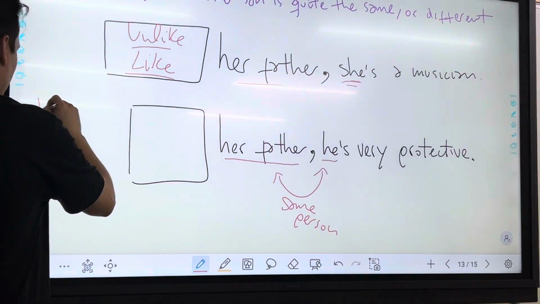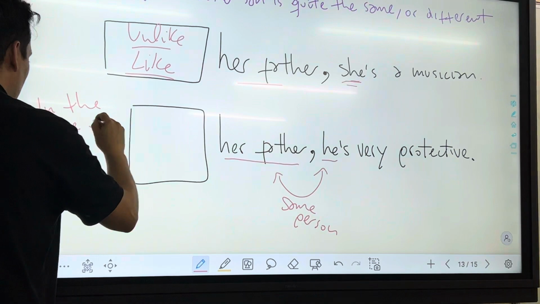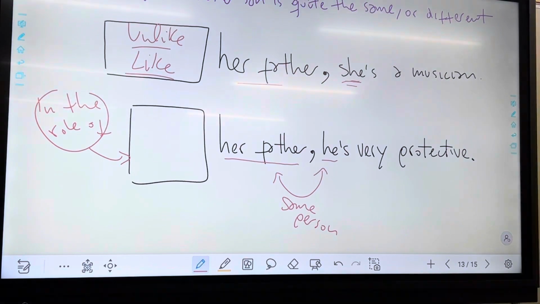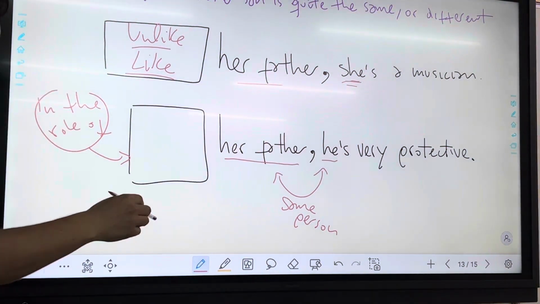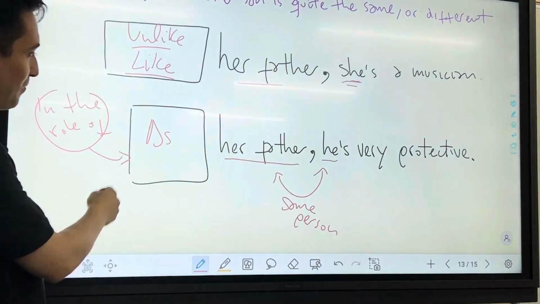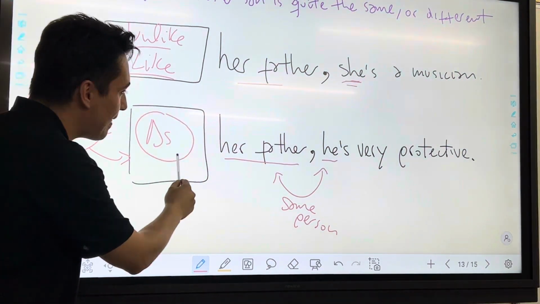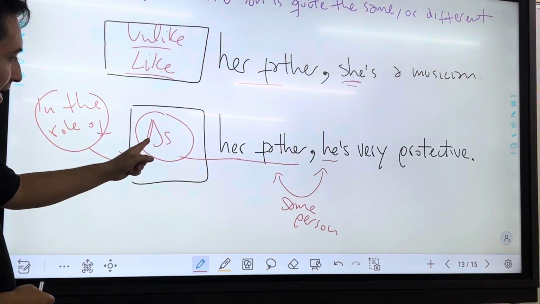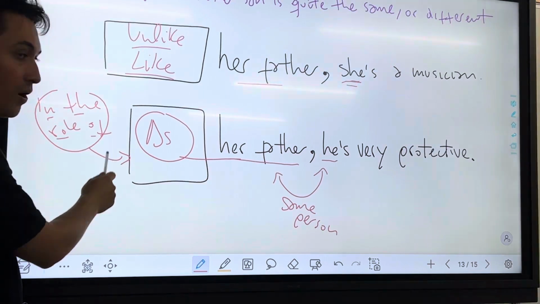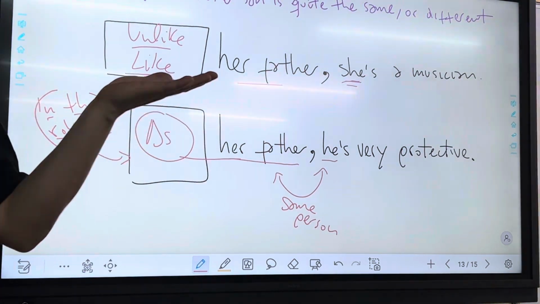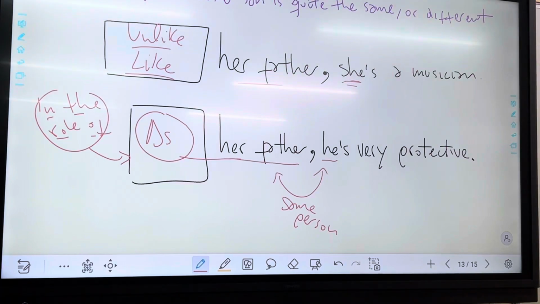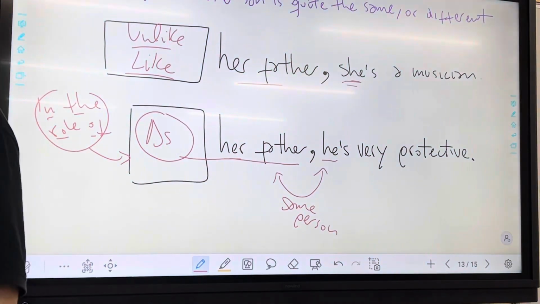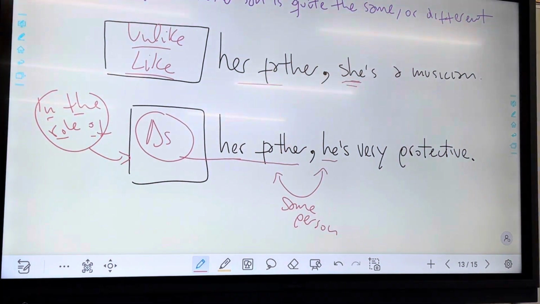In the role of. Can you tell me something that means in the role of her father? Maybe you can say, as her father, he's very protective. And what is this as referring to? What is the meaning of as? A-S. It means in the role of. As her father, because he is her father, in the role of her father, he's very protective.